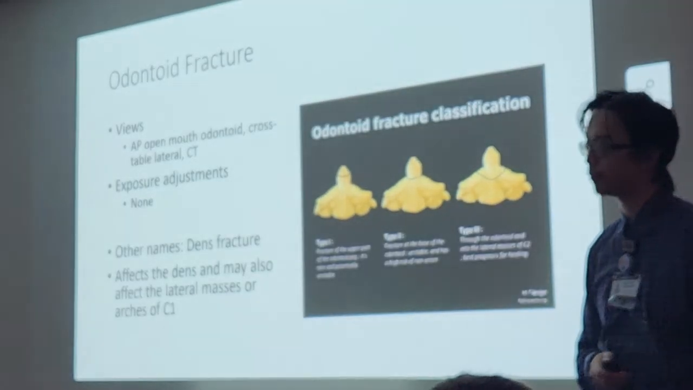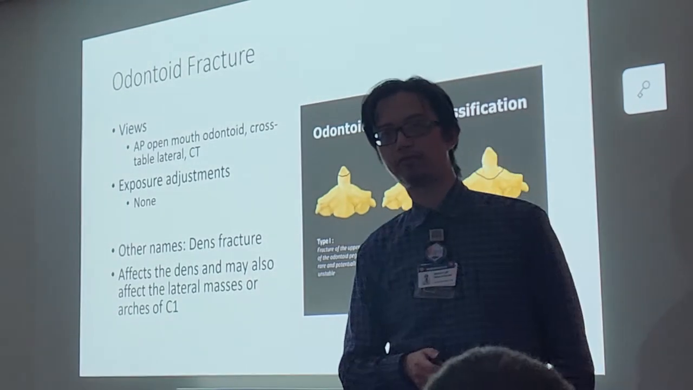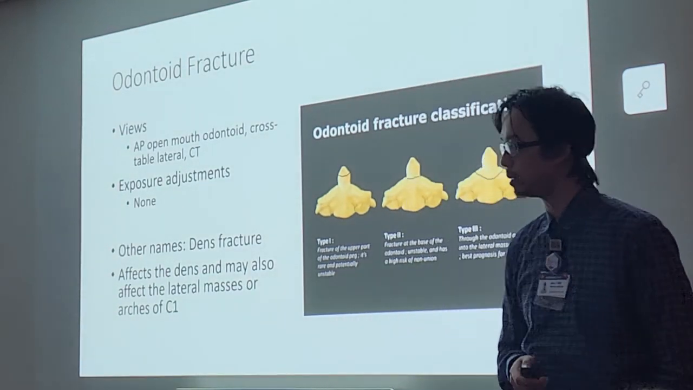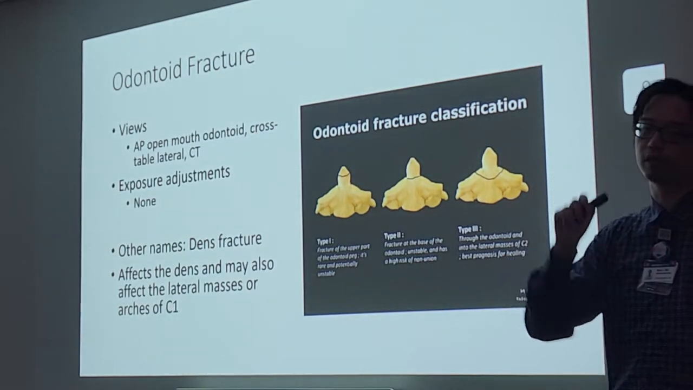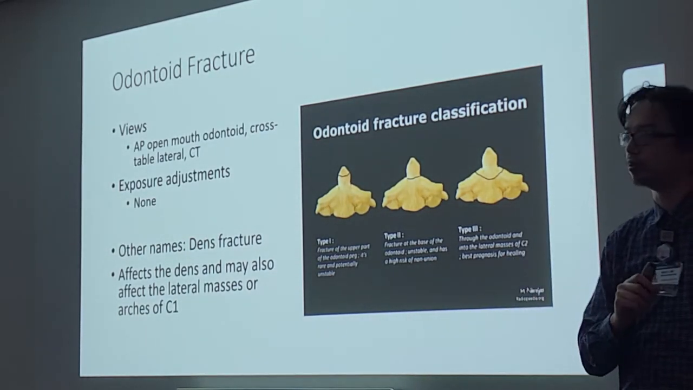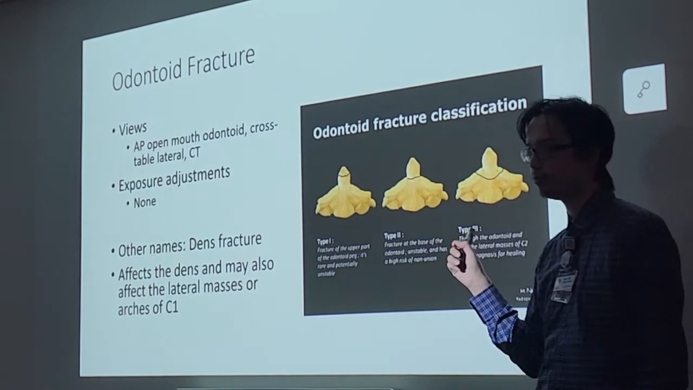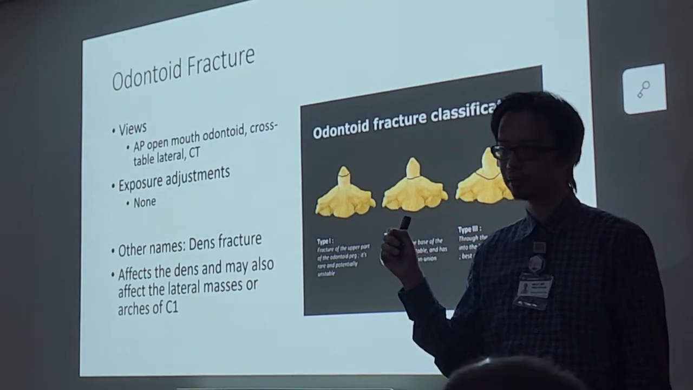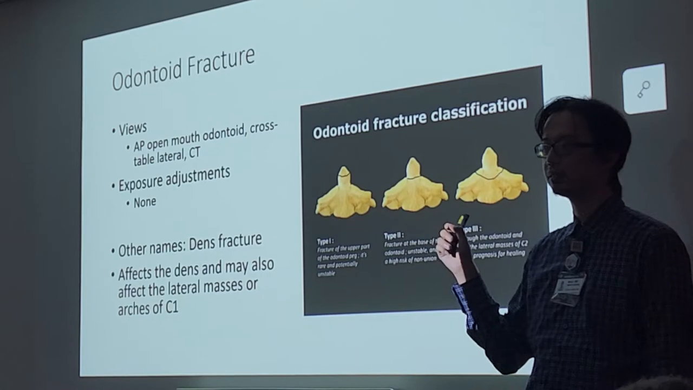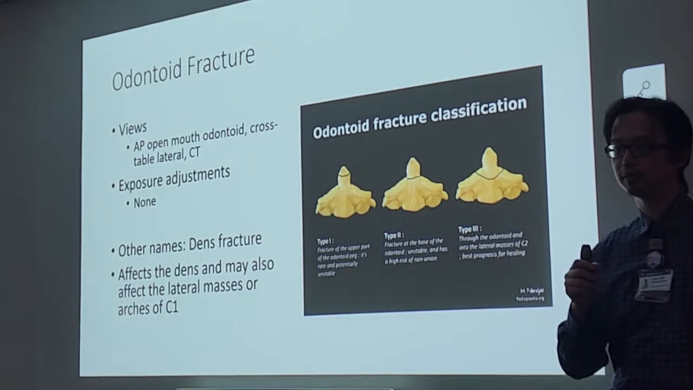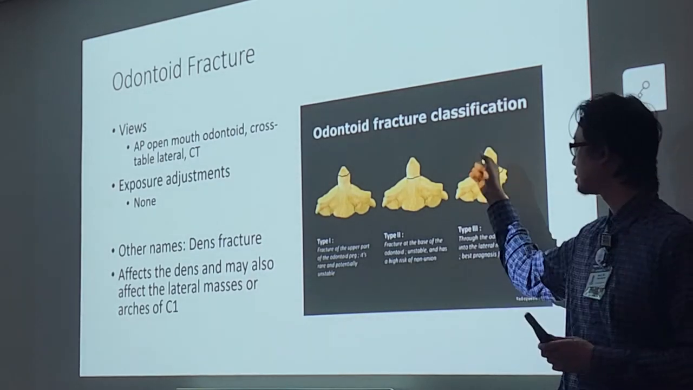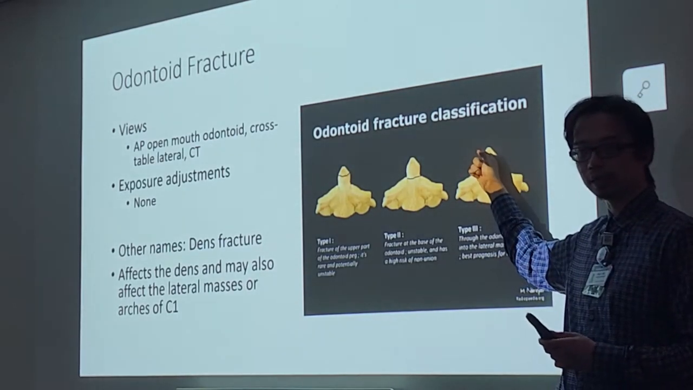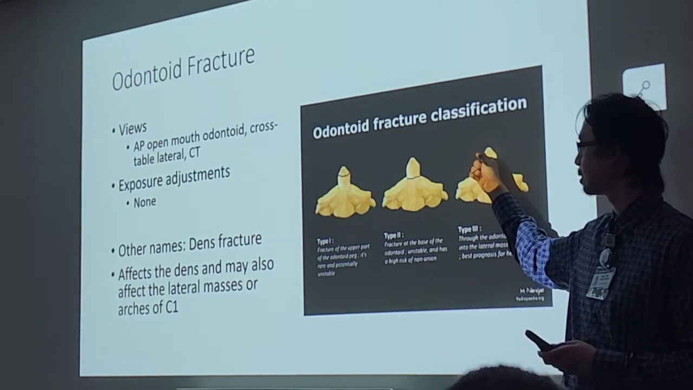Today, start of a new fracture, odontoid fracture. Once again, with the C-spine, two very important vertebrae to know are C1 and C2. What is the other name for C1? Atlas. And then what is the name for C2? Axis. Very good. The axis, C2, has this thing sticking up. Anyone remember the name of this thing sticking up here?